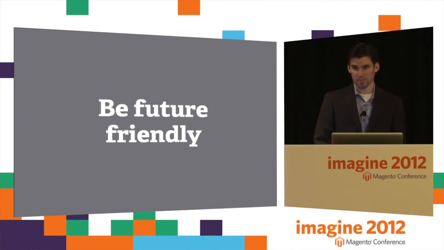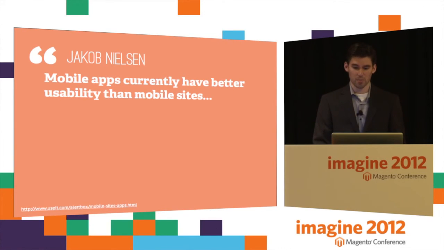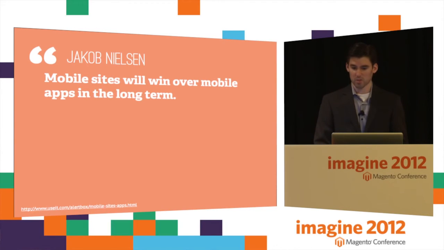Be future-friendly. This is Jakob Nielsen. He's been writing about web usability for 17 years, and Business Week has called him one of the world's most influential designers. He says mobile apps currently have better usability than mobile sites. But mobile sites will win over mobile apps in the long term. The reason is that expenses increase rapidly when you start developing for more platforms, to the point where the minimal return on investment makes further development unsustainable for new platforms. The web is one platform, and it benefits from full integration with the rest of the web.